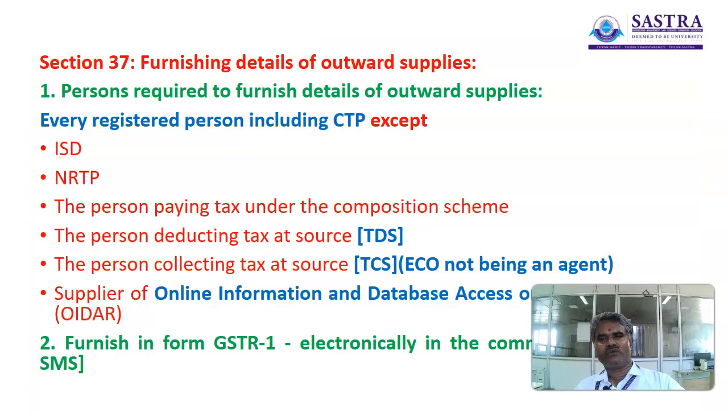Now we are going to discuss section 37, furnishing details of outward supplies. At the time of filing GSTR-1, what are all the information you have to give at the time of filing outward supplies?